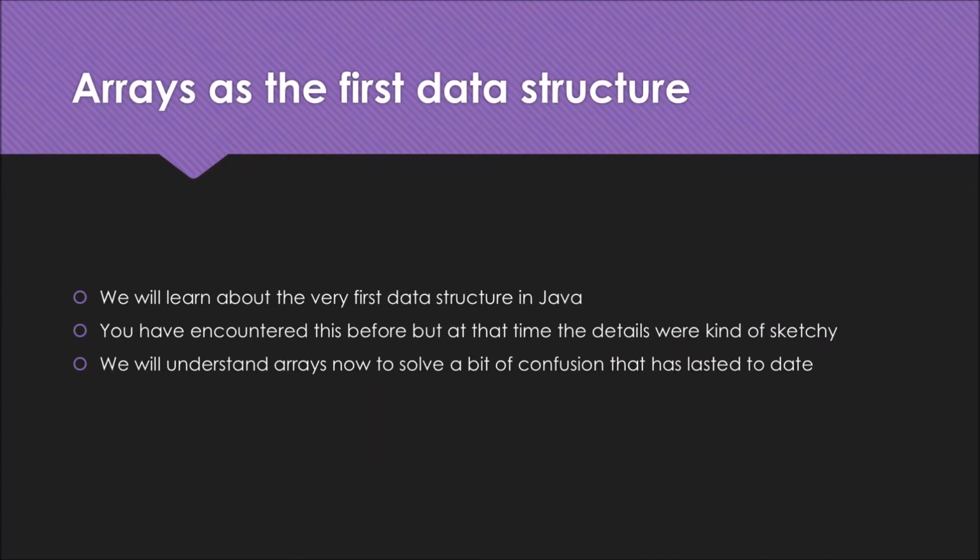So the array is the first data structure. When you say what is a data structure, it is a structure in which data can be put in. So you create your very first data structure when you define an array. So array is the first data structure in Java. You will encounter other data structures, but for the time being, arrays will have to do. Previously you might have some confusion regarding arrays, but that will be resolved in this lecture.